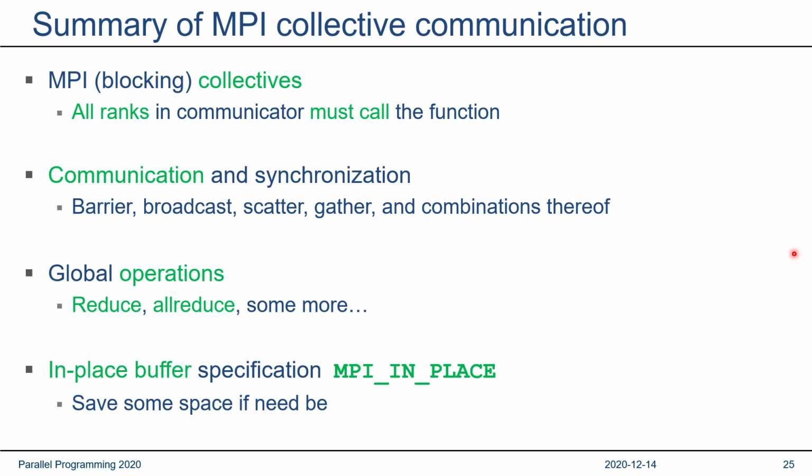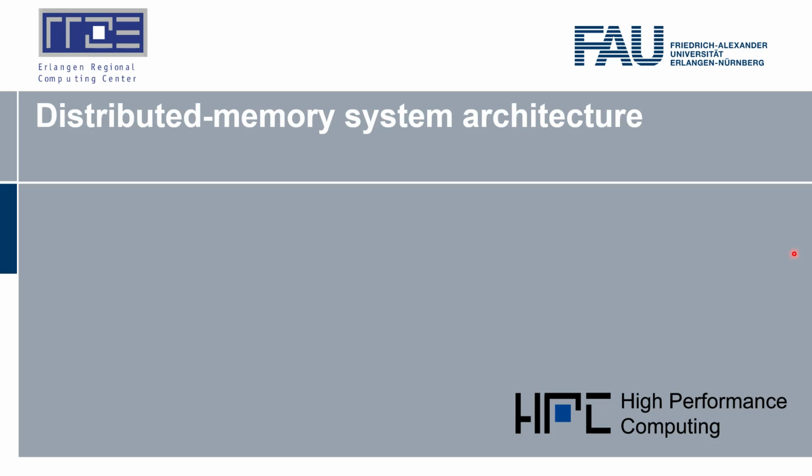This concludes our coverage of simple MPI, and before we go into the more complicated aspects of this library, I'd like to digress a little bit and show you a little bit more about distributed memory system architecture, because this is the system architecture we're going to be using MPI on. MPI is the only way to actually go to massively parallel computers, because all massively parallel computers are distributed memory computers.